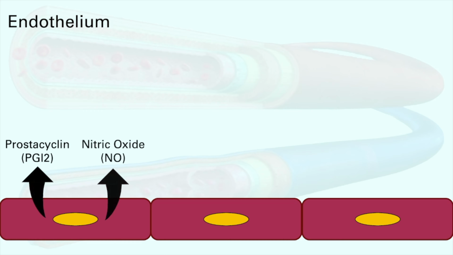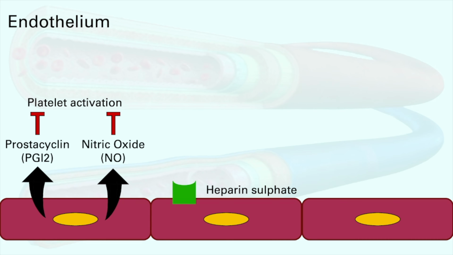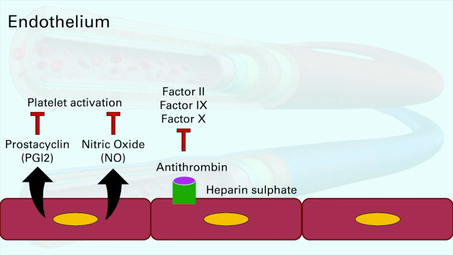The endothelial cells themselves are secreting nitric oxide, or NO, and prostacyclin, PGI2, which keeps platelets in an inactive state and prevents them from binding to the endothelium. The endothelial cells also express heparin sulfate on their surface, which is a natural anticoagulant, but this can enhance its anticoagulant effect by binding a molecule called antithrombin, which you may also see called antithrombin 3, but which degrades or breaks apart clotting factors 2, 9, and 10, which we will discuss in a moment.